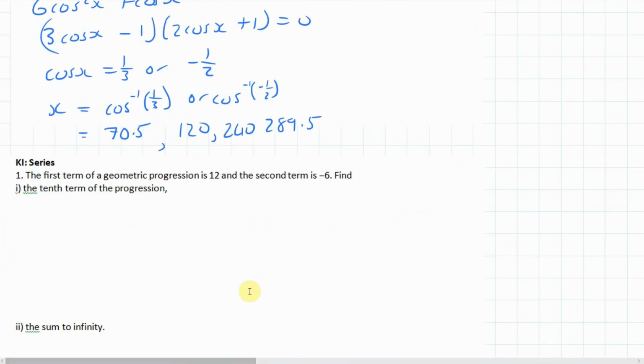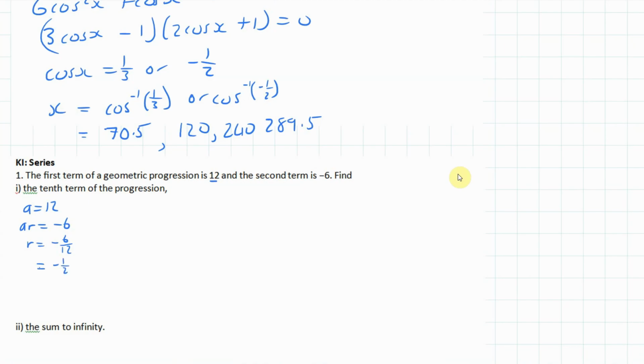Now a series question. The first term of a geometric progression is 12. So this is a. So a equals 12. The second term, which is ar, is equal to negative 6. Therefore, r equals negative 6 over 12, since we found out what a is in the first step. So r is equal to negative 1/2.